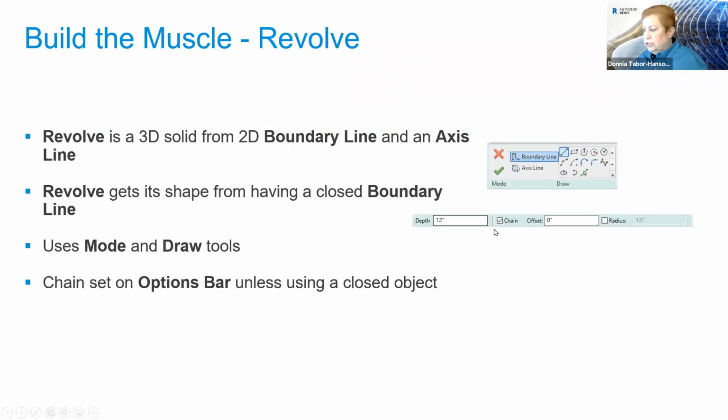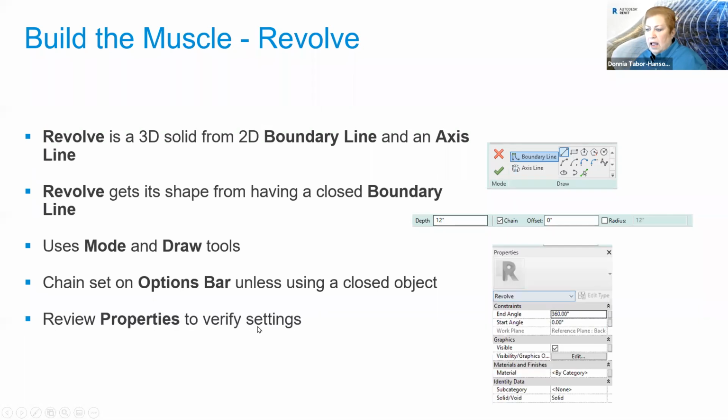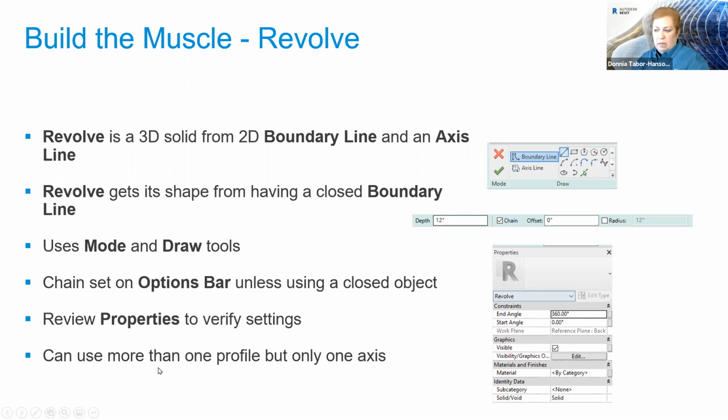It will set you for chain if you're not, the chain is automatically checked if you're using an open boundary line. And you do want to review your properties on the way down and verify your settings. You do have some different settings. You have start and end angles, and we will look at those. You can use more than one profile, but only one axis. And the profile can never cross the axis. It has to be to one side of the axis.